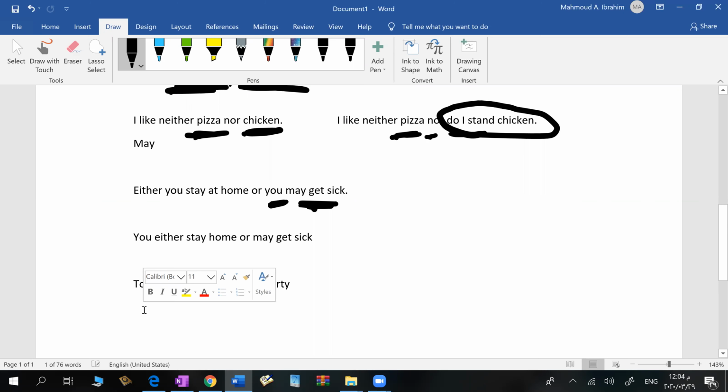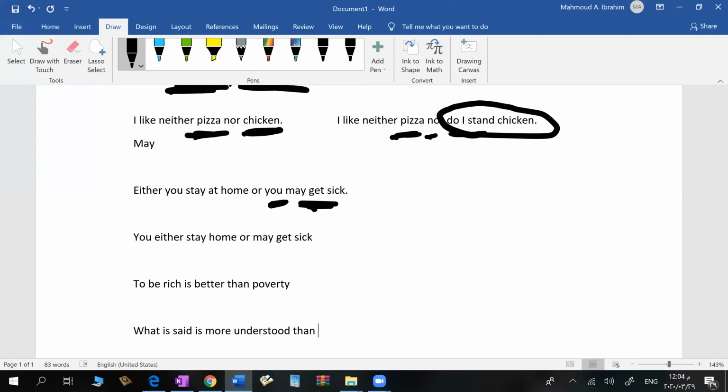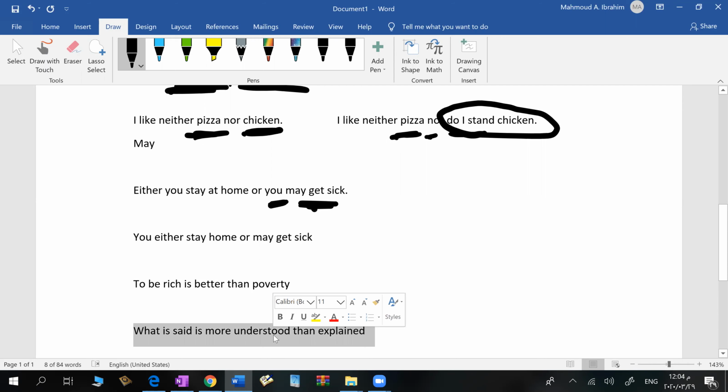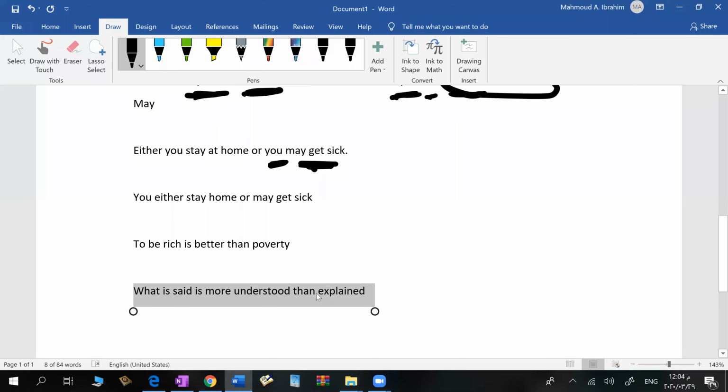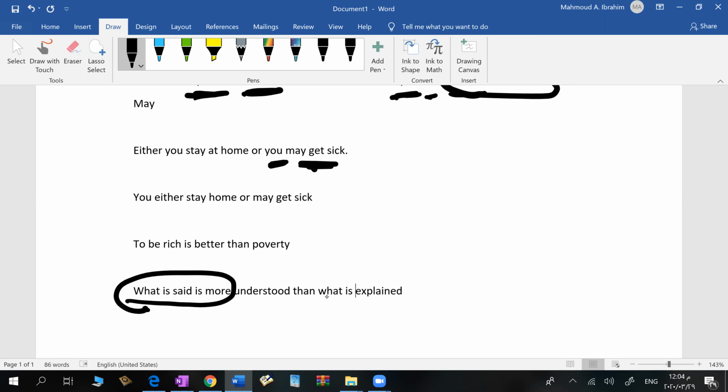You can say, for example, can we say what is said is more understood than explained? Is this sentence correct? Incorrect. Yeah, then what is explained? Okay. But always make sure what comes before the comparison is the same structure as what comes after the comparison. Do we have a problem so far? Is it clear? Clear, everyone?